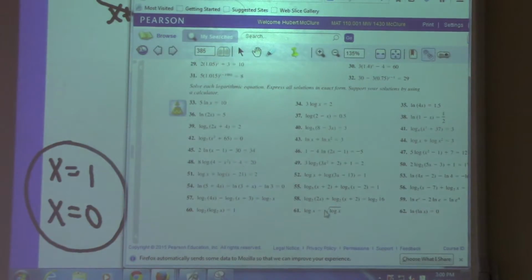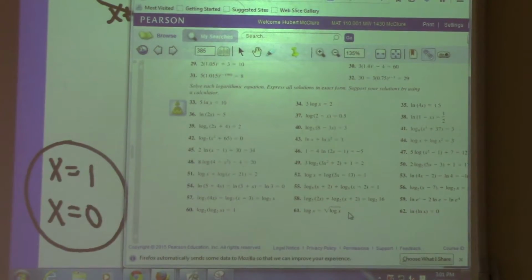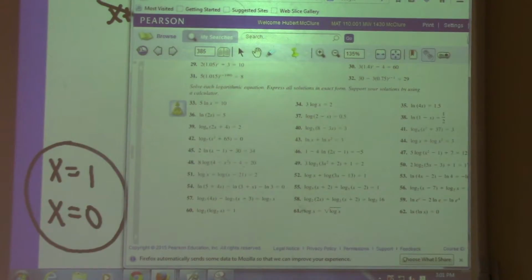What would you do with this one right here before you even started? Square root of the other side. You could square it, or rewrite the log of x to the what power? 1/2 power. You could square both sides, but that's not going to help you much, since it gives you a 2 over here that you could move out front. I would either square both sides or rewrite the log of x to the 1/2 power. I would do one of those two things.